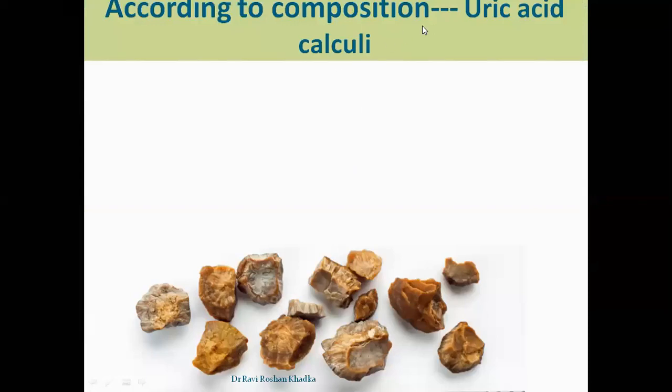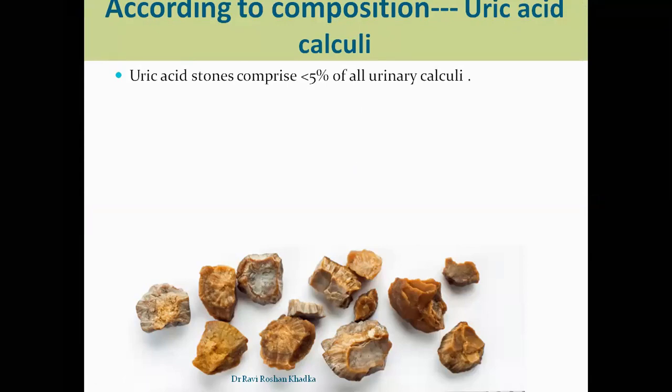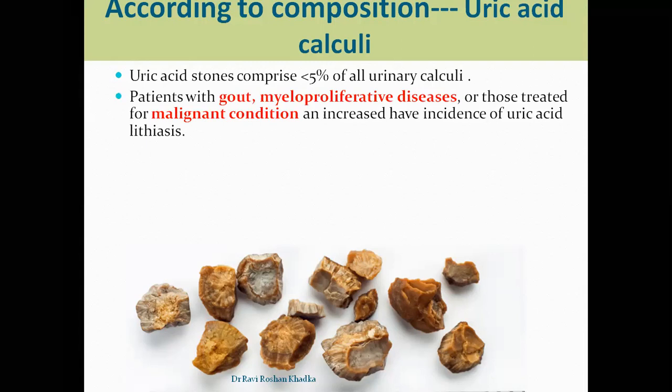And the next stone is uric acid stone. This is around 5 to 10% of urinary stones. These are multifaceted stones, not spiky like oxalate. They are common in conditions where there is excessive uric acid production in the urine, that is hyperuricosuria, like in the case of gout, myeloproliferative disorder, or those treated for a malignant condition where the cell turnover is increased. Increased cell turnover leads to the breakdown of nucleic acid, and that leads to formation of uric acid.